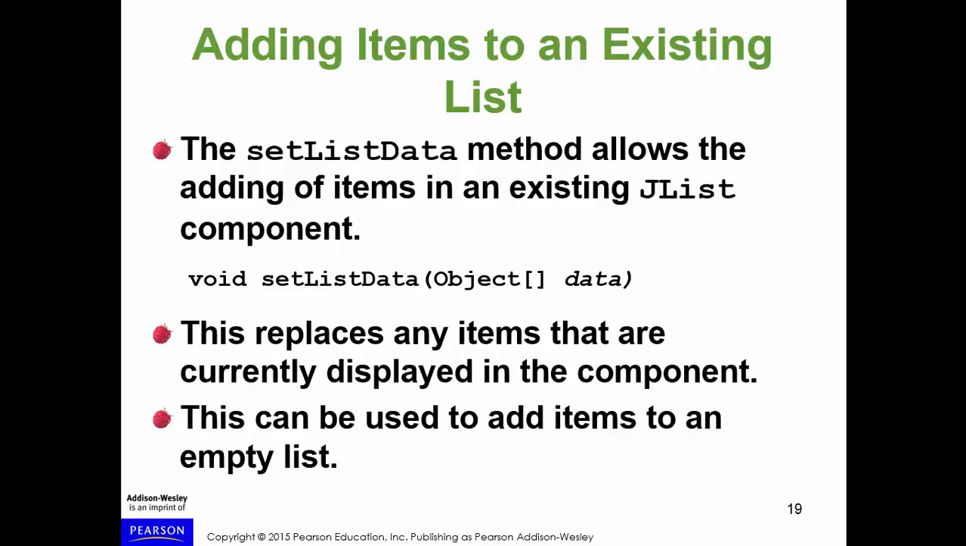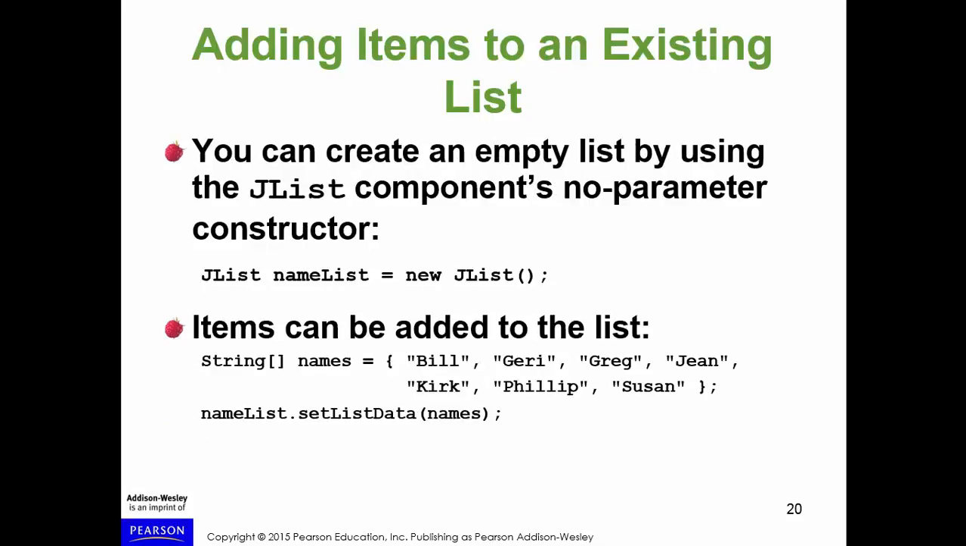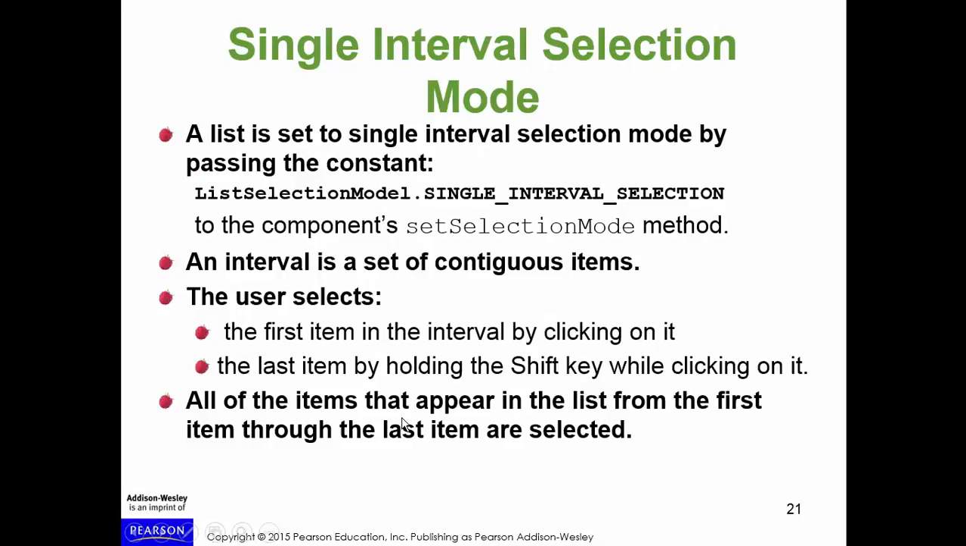The setListData method is mentioned there, and it allows the adding of items to an existing JList component. It's like the items.add that we've had in C#. So there's an example. NameList.setListData names in that case. So you can create an empty list by putting nothing in the parens, and then create your string, and then use setListData. There's a lot of different ways that the same thing can be done in here.